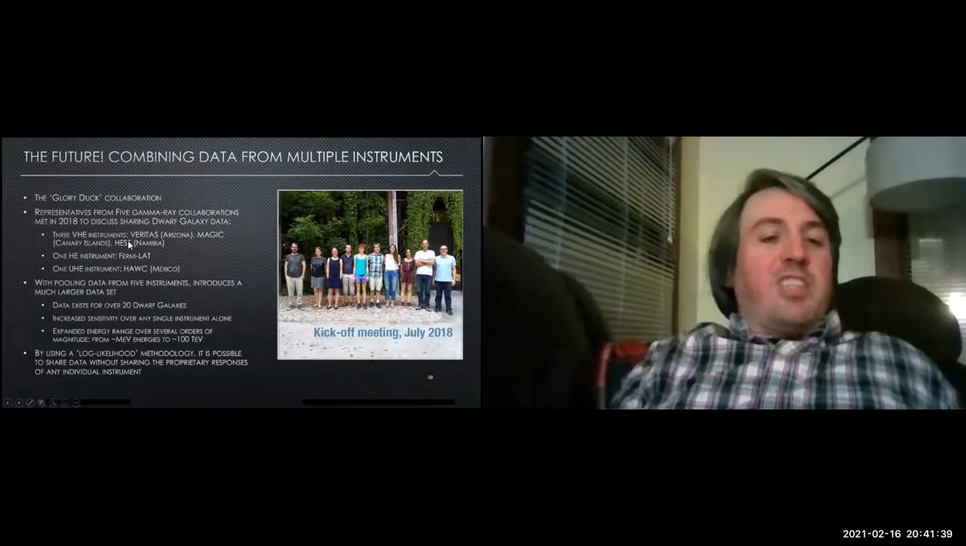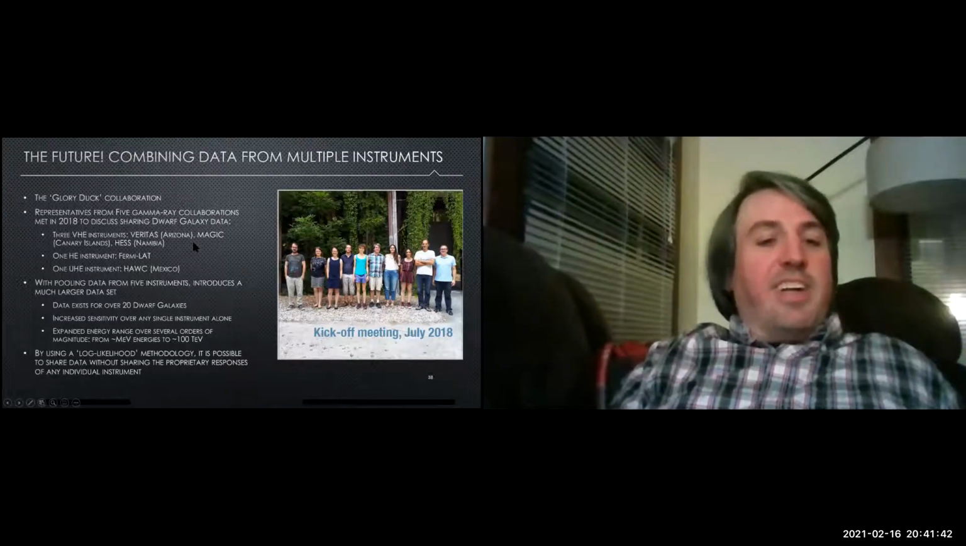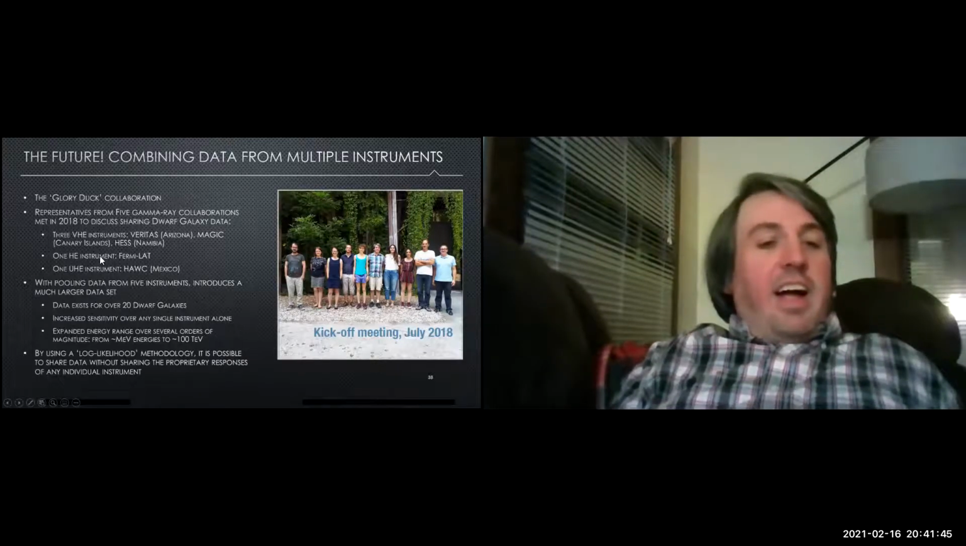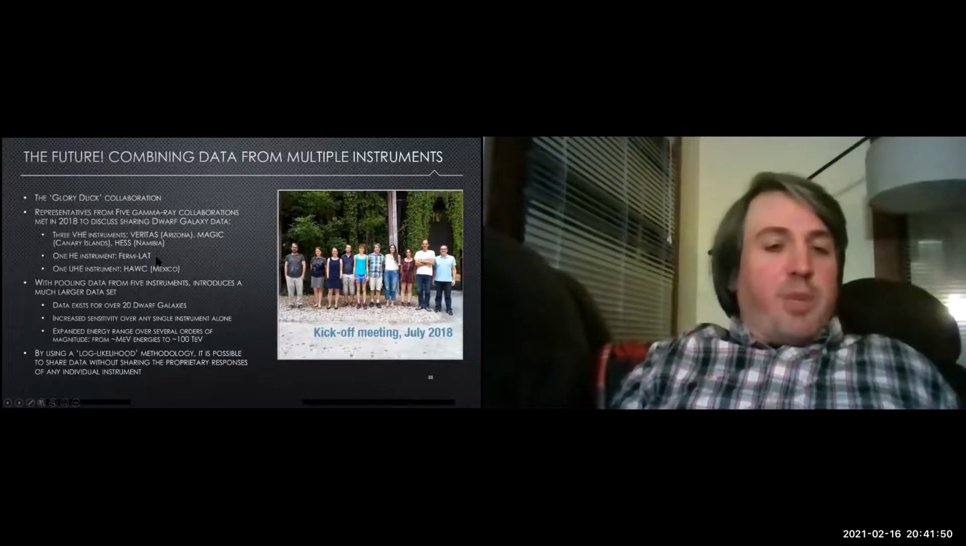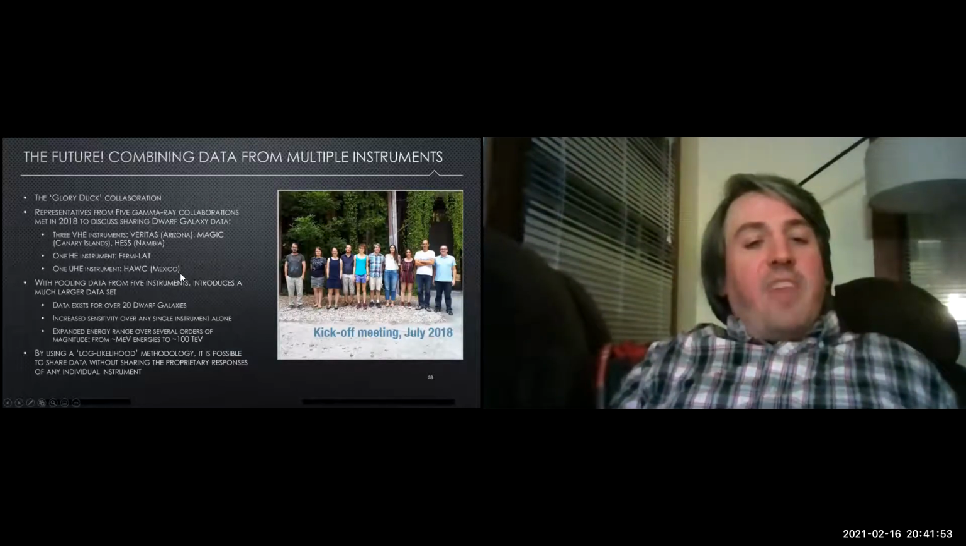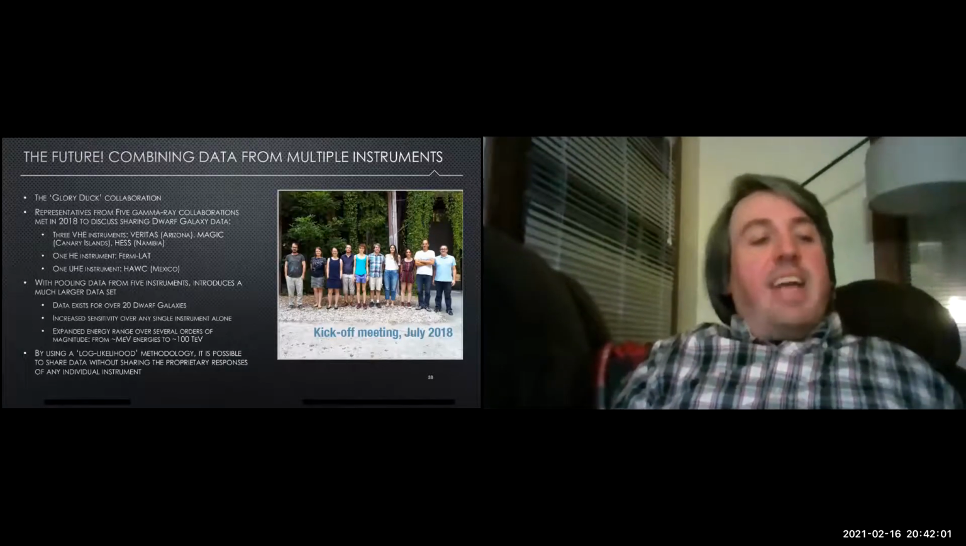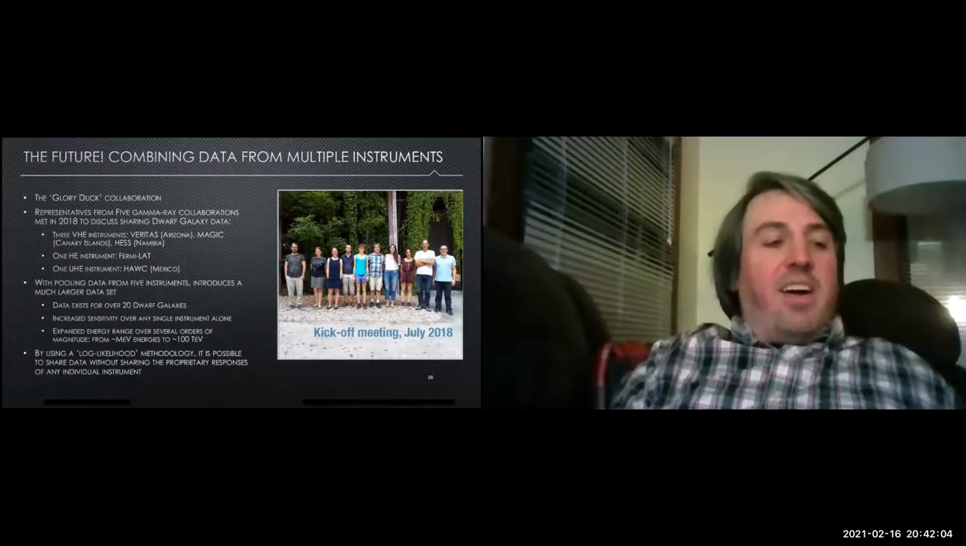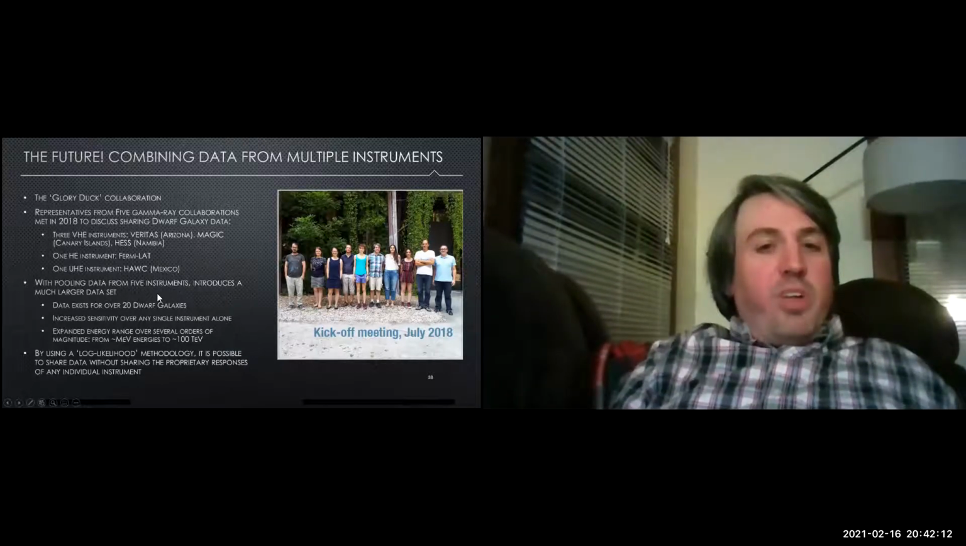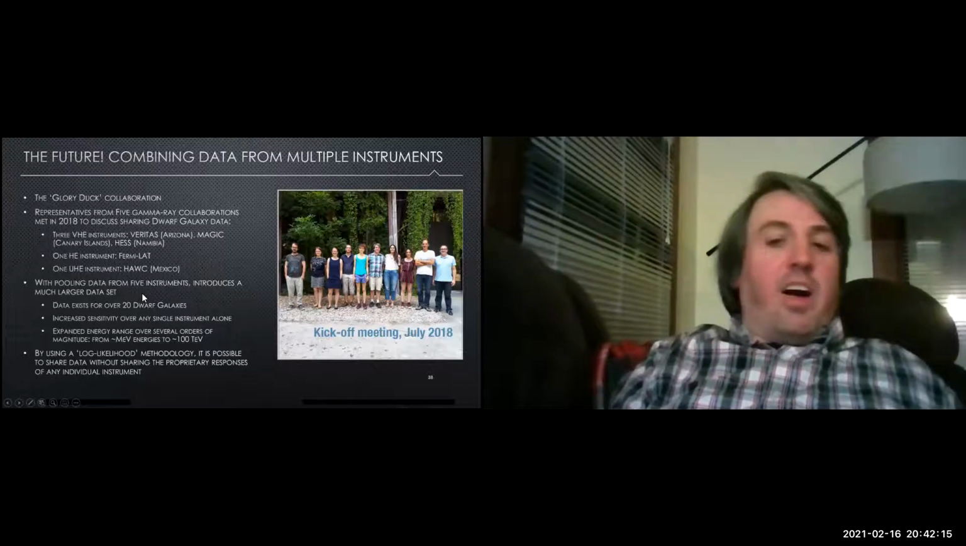So the 3 VHE instruments: VERITAS, MAGIC in the Canary Islands, and HESS in Namibia in Africa. The Fermi LAT collaboration, so that's a space-based orbital telescope. And then HAWC in Mexico. We all joined together in this group to see if we can pool our resources and essentially add data from our experiments to each other to try to get better results than any single one of us by ourselves. So essentially we're pooling our data, pooling our resources together.